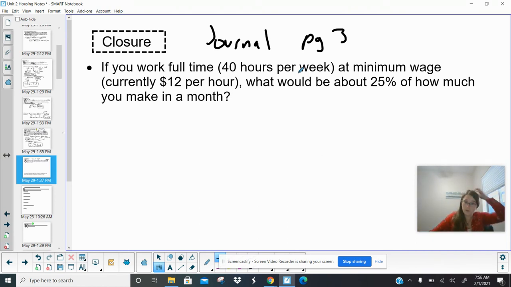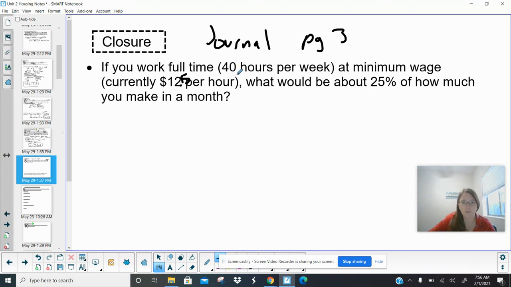So if you work a full-time job at minimum wage, now let's go ahead and change this. It's $12.15. I was proved wrong about that. It's $12.15 per hour. What would be about 25% of how much you make in a month? So if you currently are working a minimum wage job, or when you graduate high school, you're working a minimum wage job full-time, and you're like, you know what, I just want out of my parents' house. This is the math you would want to do to figure out what you can afford to move out.